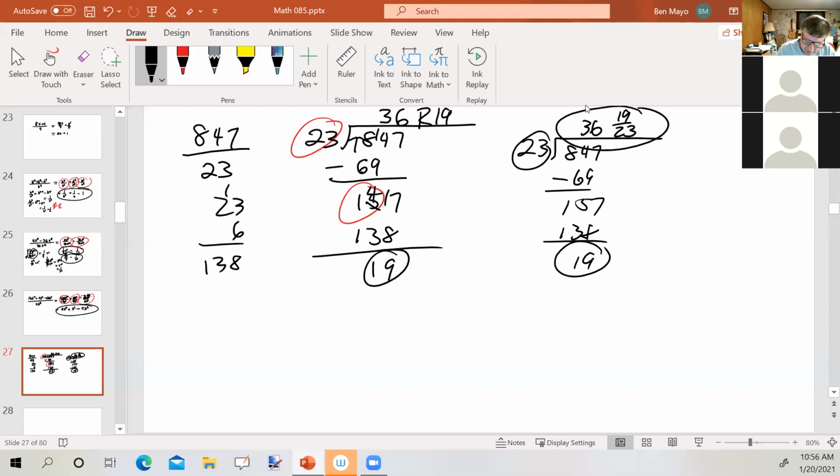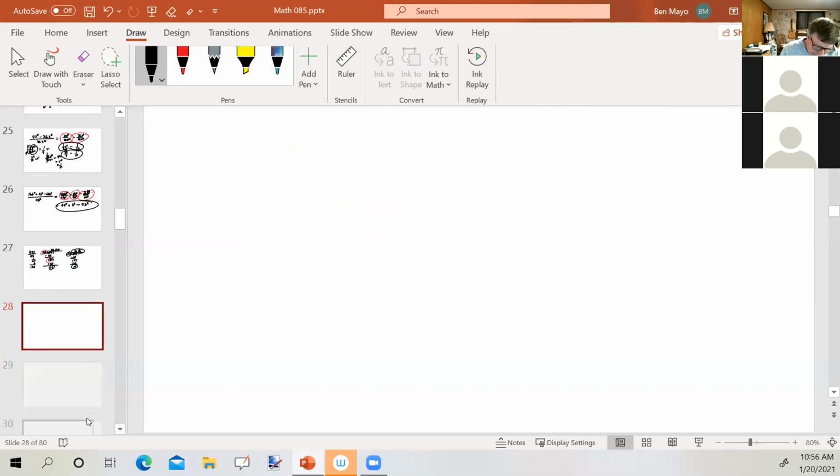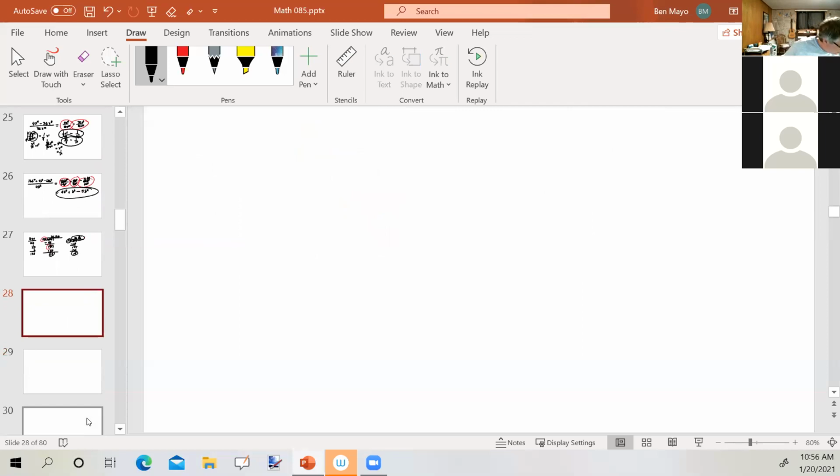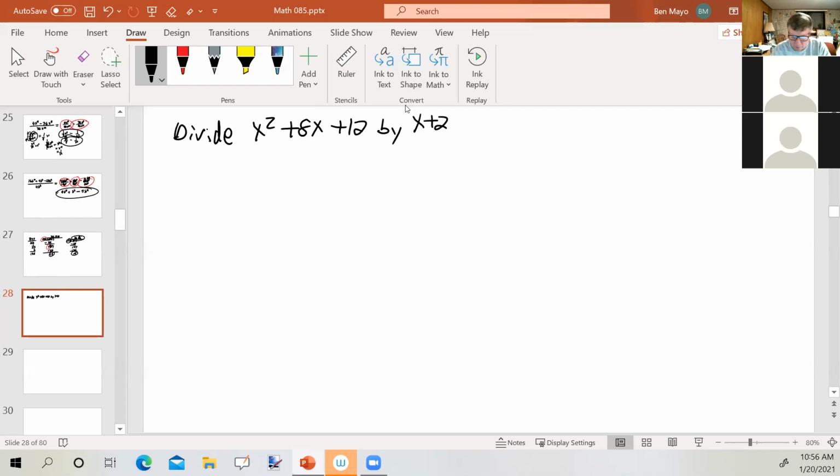Okay, now, let's say we have the following situation. It says, divide x squared plus 8x plus 12 by x plus 2. Or another way we could write that is we could say x squared plus 8x plus 12 divided by x plus 2.